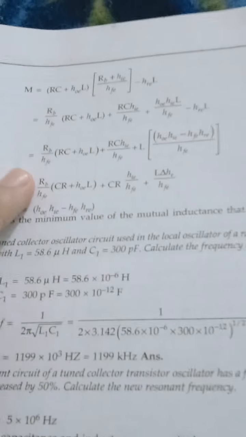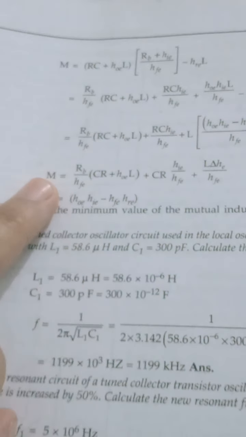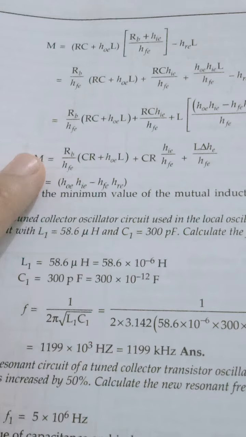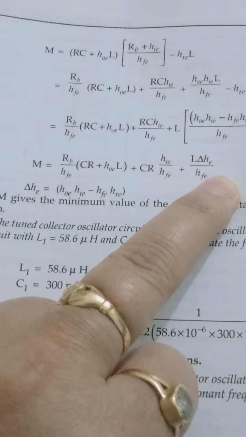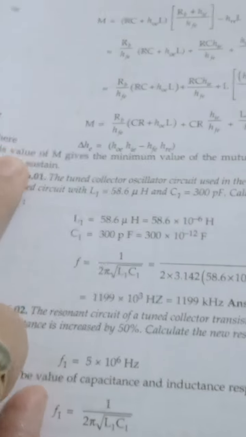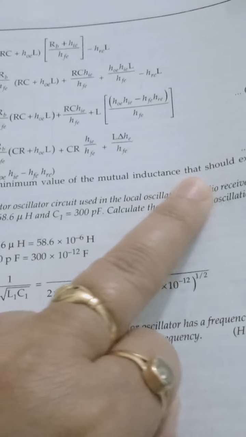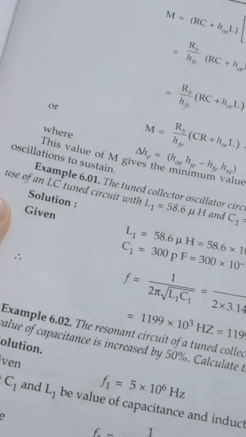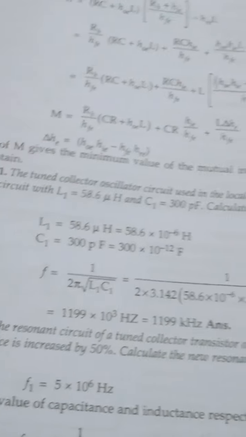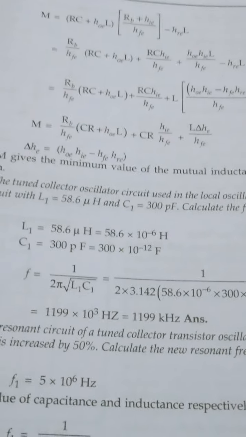And here again there are very simple mathematical steps that give me the mutual inductance, that is, in terms of all the components of the tank circuit as well as the transistor. So we say that this value of M gives the minimum value of the mutual inductance that must exist for the oscillation to sustain. That is, if this much mutual inductance is there, only then the sustained oscillations will be there, otherwise these oscillations will die down.